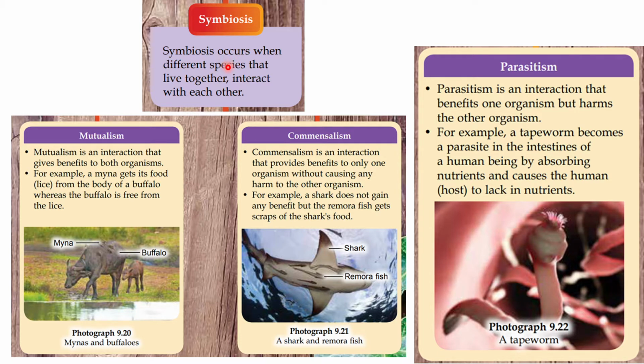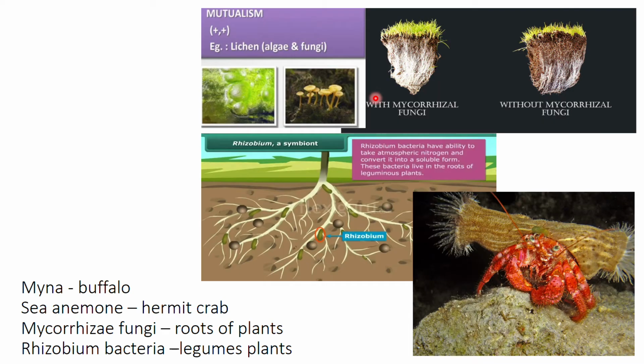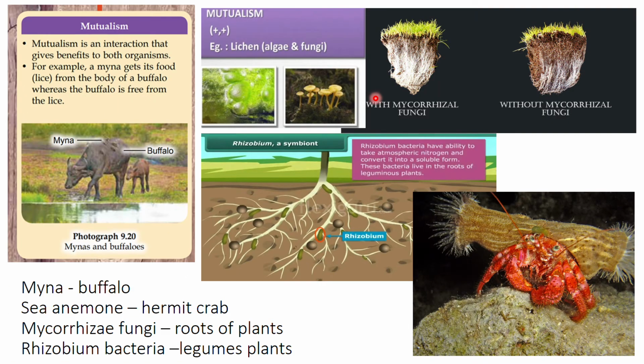So first, let's define the meaning of symbiosis. It's actually a close relationship, close interaction between two or more species which live together. Okay, under symbiosis, there are three types of symbiotic relationship. The first one is mutualism, commensalism, and also parasitism. So let's look into the first one, and that's mutualism.